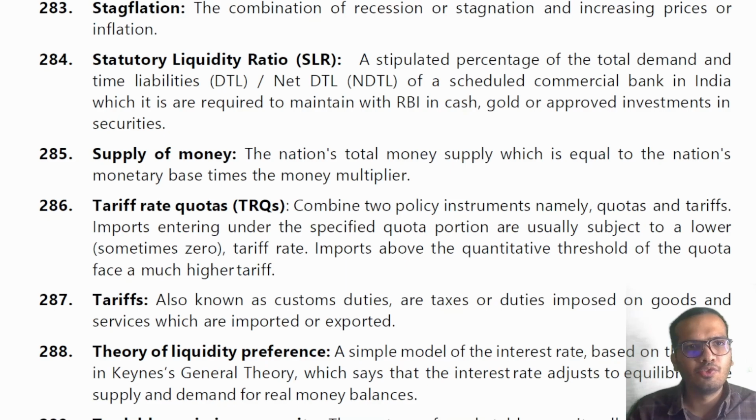Then we have number 284, statutory liquidity ratio, SLR. It's a stipulated percentage of the total demand and time liabilities, that is DTL and NDTL, of a scheduled commercial bank in India, which is required to be maintained with RBI in cash, gold, or approved investment in securities.